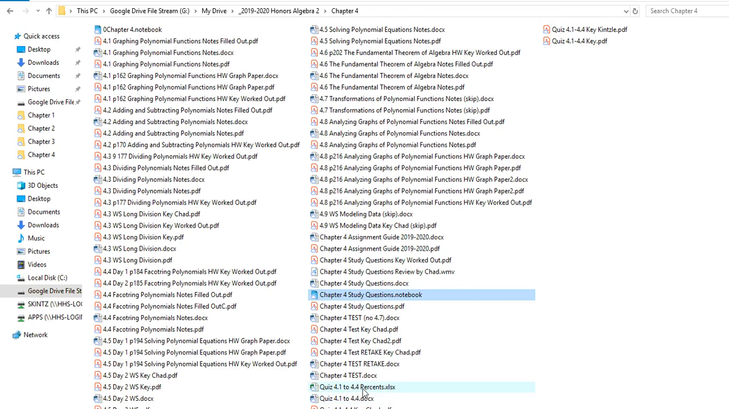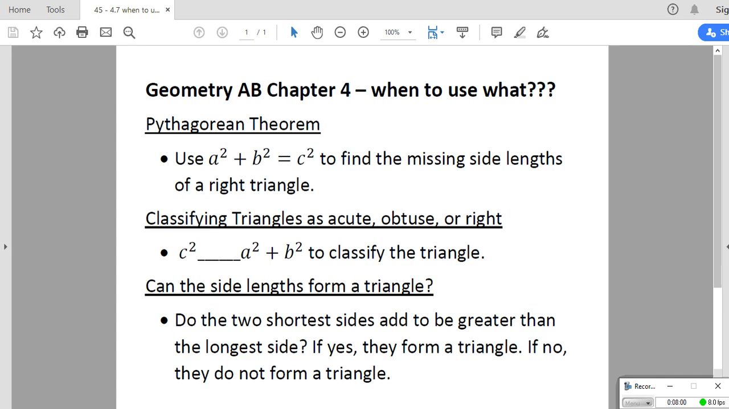And let me pull something up here real fast. So this is what I just talked about, the Pythagorean theorem. And then classifying triangles: is c squared greater than, less than, or equal to a squared plus b squared? If c squared is greater than, it's obtuse. If c squared is less than, it's acute. And if it's equal, then it is a right triangle.